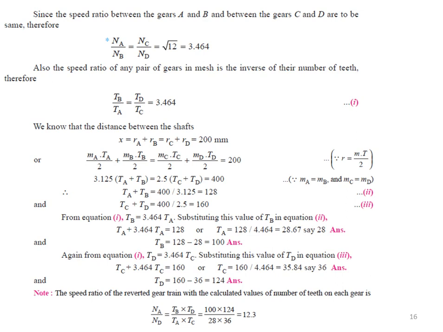So using the equations for the unknowns and substituting the values of Ta, Tb, whatever you are getting, finally we will get the simultaneous equations, and from there you can calculate the values of Ta, Tb, Tc and Td respectively. So you get some values, and finally you can get the speed ratio of the given gear train. So Na by Nd you get around 12.3, which was given in the question as 12. Okay, so like this you can solve for the reverted gear train.